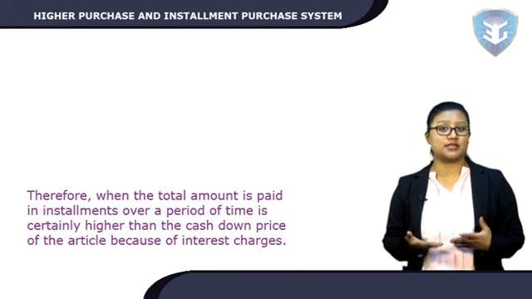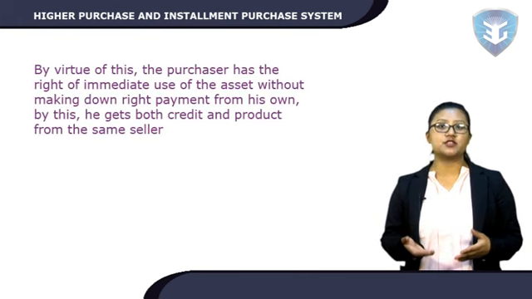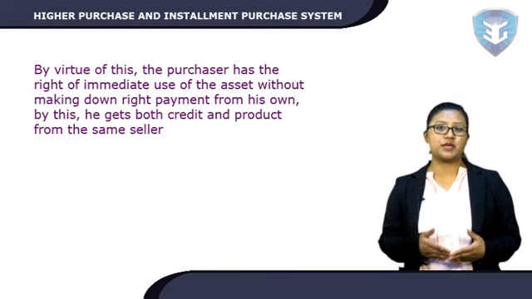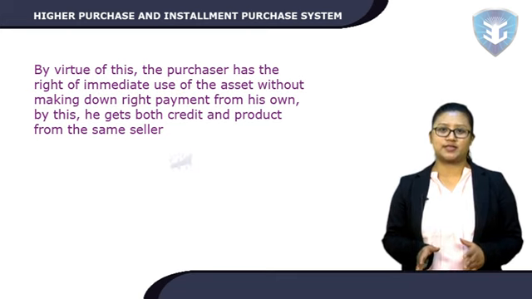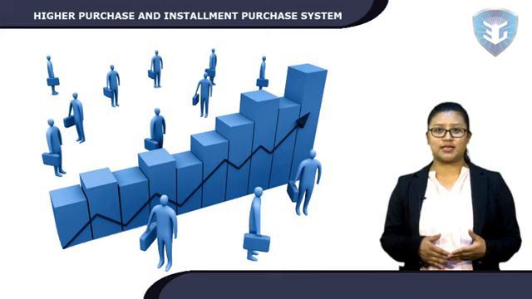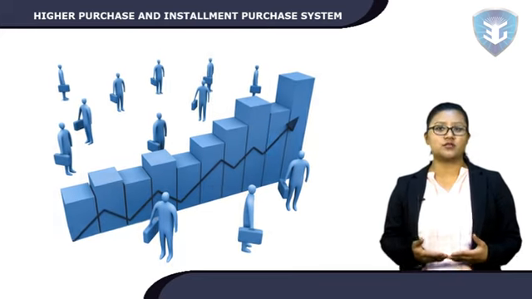Obviously, both the parties gain in the bargain. By virtue of this, the purchaser has a right of immediate use of the asset without making downright payment from his own. By this, he gets both credit and product from the same seller. From the seller's viewpoint, he derives the benefit by increase in sale, and also he recovers his own cost of credit.